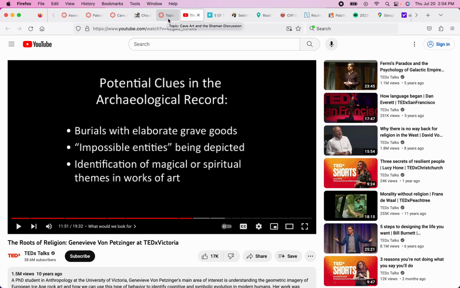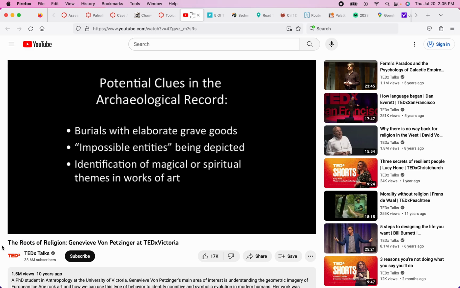The last thing that I would like you to look at is The Roots of Religion here by Guinevere von Petzinger. And she is going to show us how these ancient people are us. And the things that we know that make them like us are burials with elaborate grave goods, impossible entities, identification with magical and spiritual themes in art. So the art we believe has a purpose rather than just being art. Let me show you just little bits and pieces of this, but I'd like you to watch the whole thing.